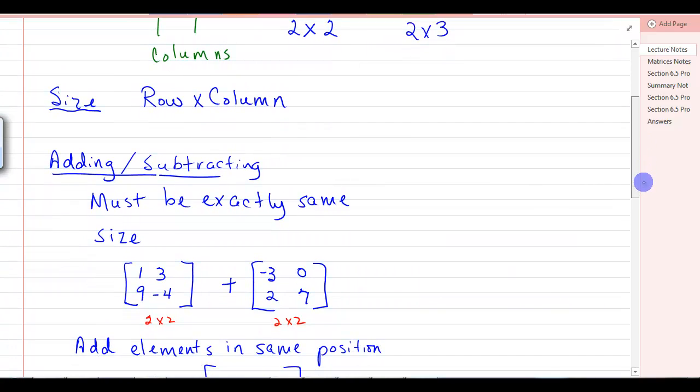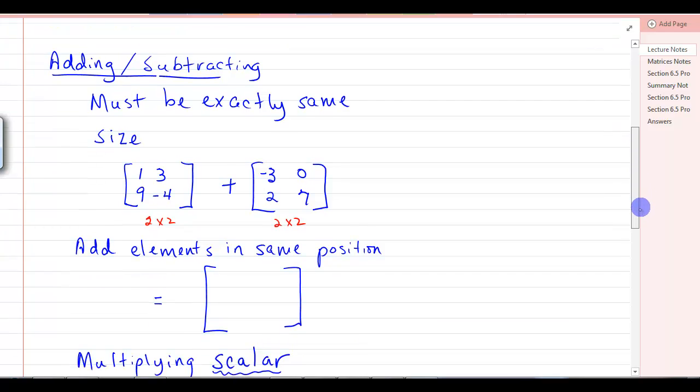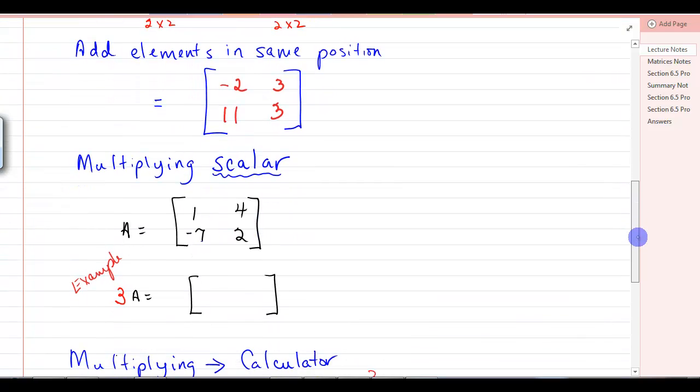When you are adding or subtracting, the matrices must be exactly the same size because you have to add or subtract the elements in the same position. All right, so if you were asked to add these two, they are exactly the same size, and we're going to add the ones in the same position. So 1 and -3 would give us -2, 3 and 0 would be 3, 9 and 2 would be 11, and -4 and 7 would be 3, and that would be our answer. You could do those on the calculator, but I think you can do them as quickly by hand, so I wouldn't fool with that on the calculator, but you could.